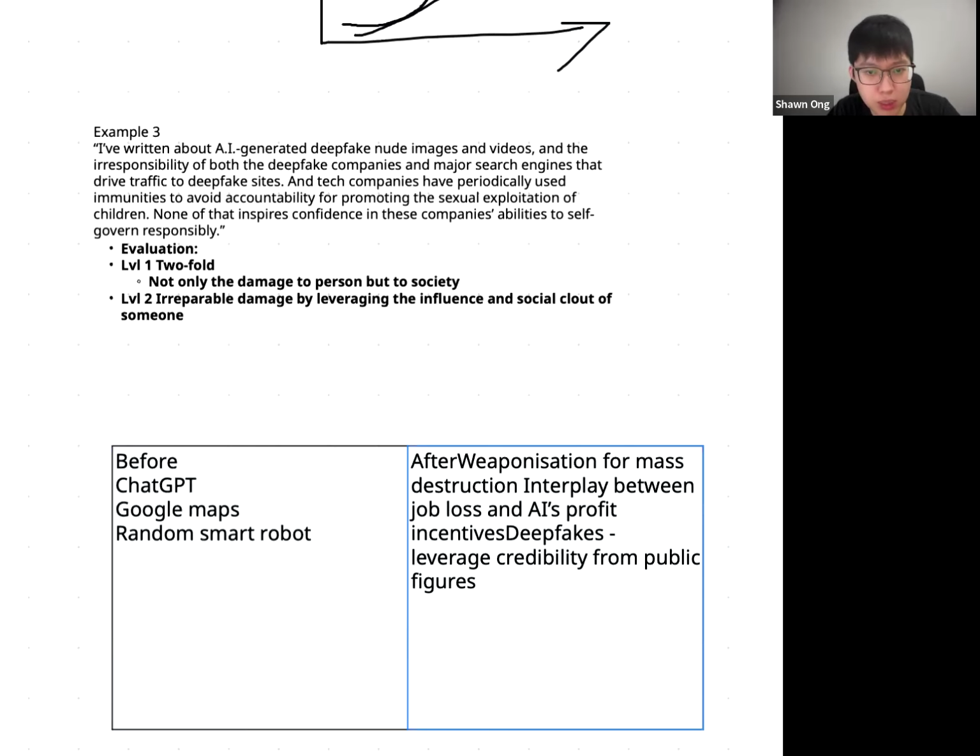You can talk about the interplay between job loss and economic cycles, right? You can also talk about AI's profit incentives. You can also talk about deepfakes leveraging the credibility of public figures. So remember, if the quality of examples is better, not only is it immediately a visual reminder to the examiner that your essay is higher quality, but it also opens the road for you to do a lot more interesting evaluation and write a lot more interesting explanation. So not only does it improve your content, it will naturally improve your language marks as well.